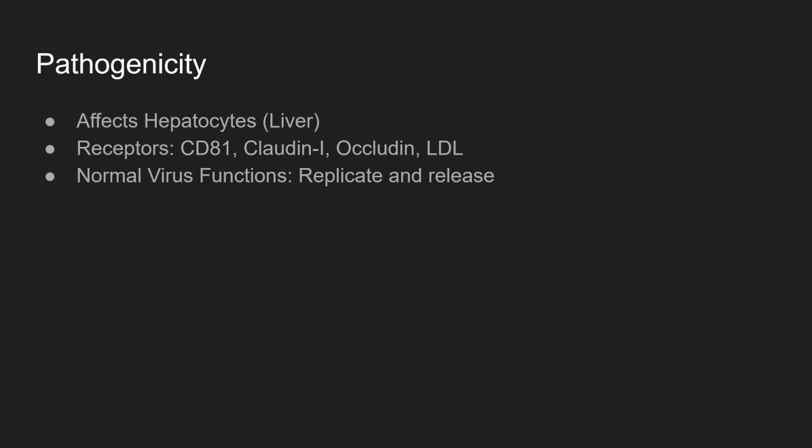So what does hepatitis C virus do? Well, it's going to affect hepatocytes, which are basically your liver cells. It's going to bind to different receptors on those cells. This includes CD81, Claudin-1, occludin, and LDL. And once it binds to the cell, it's going to enter the cell and do what viruses normally do. It's going to replicate itself using the host cell's machinery and then release itself along with a bunch of its own copies and infect other cells.